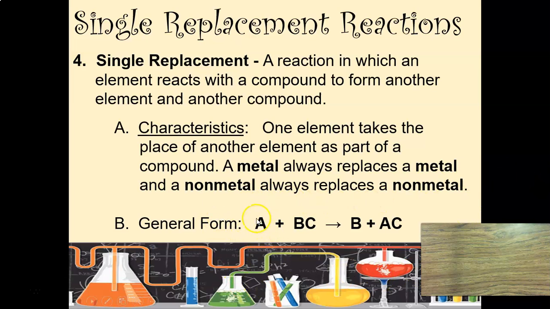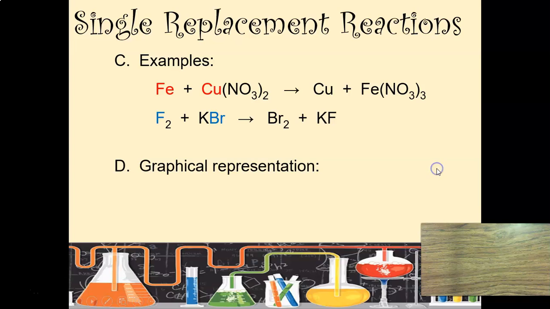So if you have a single element A and a compound BC, if A is strong enough, it will replace B in this compound. And so B doesn't go away, as you see in the products. It's simply a new product by itself. And then A takes the place of B to form the compound AC.